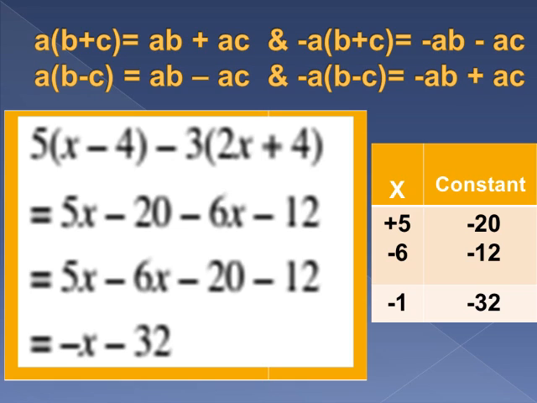Now 5 multiplied by x is equal to 5x, because the coefficient of x is 1. When we multiply 5 with 1, it will become 5x. Now 5 fours are 20, then here minus 3 multiplied by 2x is equal to minus 6x, and minus 3 multiplied by plus 4 will become minus 12. Now in the next step we will group the like terms. Now 5x and minus 6x are like terms, and minus 20 and minus 12 are like terms.